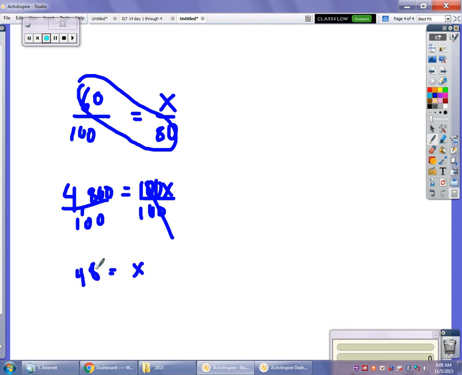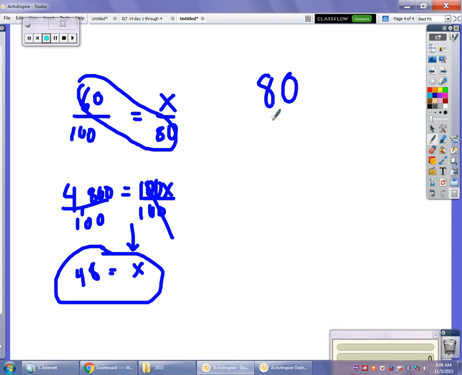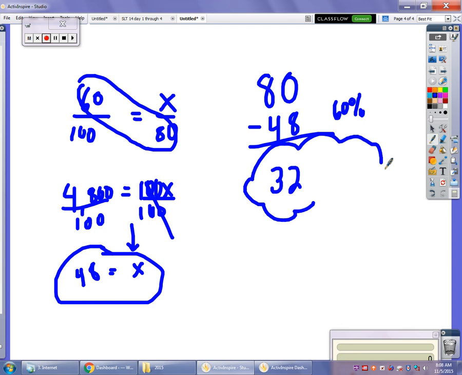Now that's just the 60% of the candy. This is how much they ate, that many pieces of candy. Since it's a percent decrease, I'm going to take the total pieces of candy and subtract the 60% that they ate, and they're left with 32 pieces of candy. So now we're going to go ahead and do the last problem.